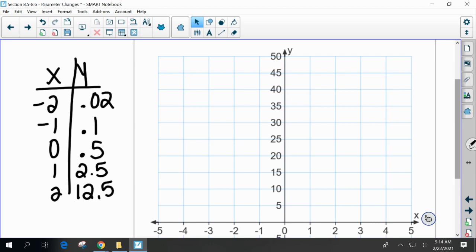Okay, so then I'm gonna graph that. Okay, so this is the other thing we need to pay attention to. On this graph, the scale is going up by 5s. So my numbers are basically gonna look like they're right at 0.